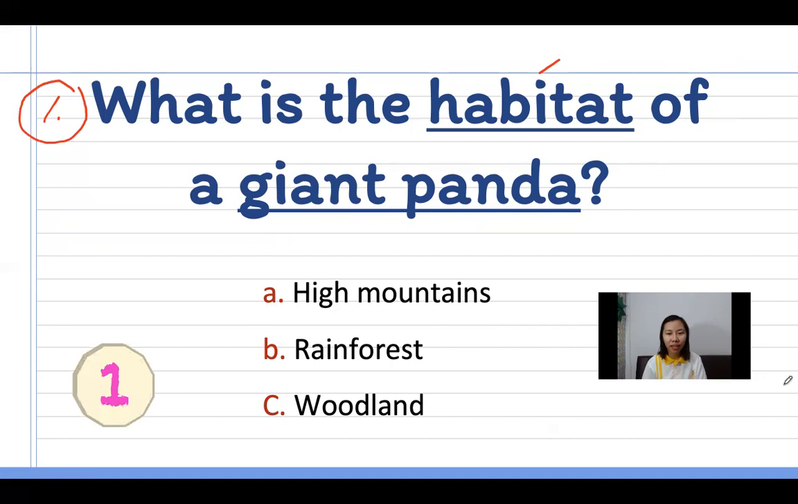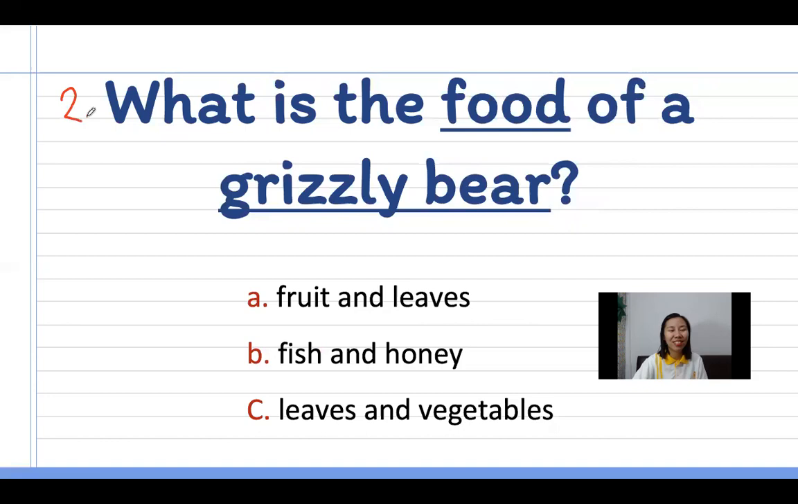Number two. What is the food of a grizzly bear? A, fruit and leaves. B, fish and honey. C, leaves and vegetables. Again, number two. What is the food of a grizzly bear? A, fruits and leaves. B, fish and honey. C, leaves and vegetables.